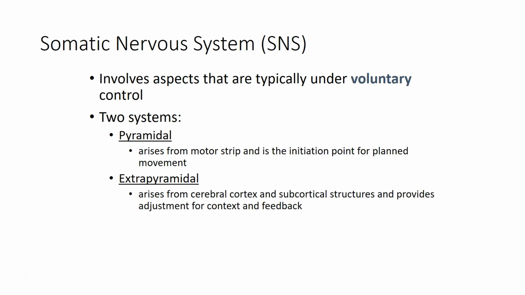In terms of functional divisions, we have the somatic nervous system, which involves parts of the nervous system that are generally under voluntary control. Within the somatic nervous system, we can further divide things up into the pyramidal system, which are all the nerves that come from the motor strip and are the initiation point for all the movements we plan to do, and the extrapyramidal nervous system, which comes from the cerebral cortex and subcortical structures and helps to adjust our planned movements for context and feedback from the muscles and sensory systems.